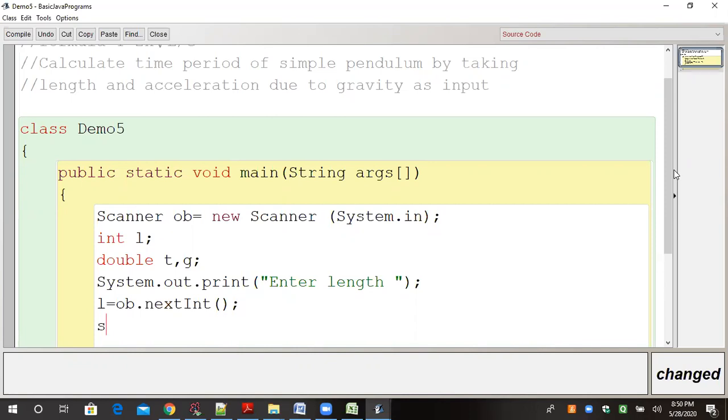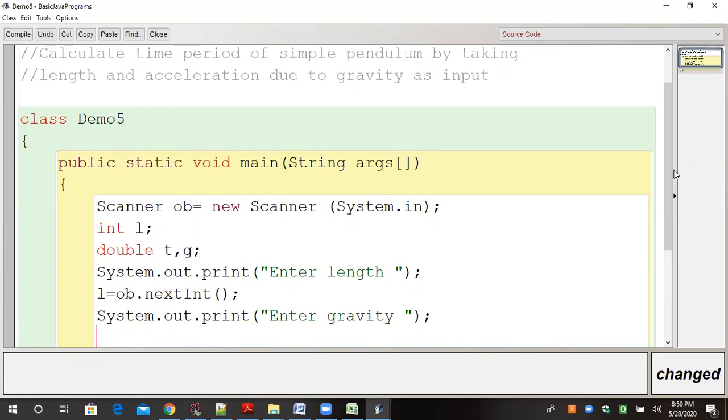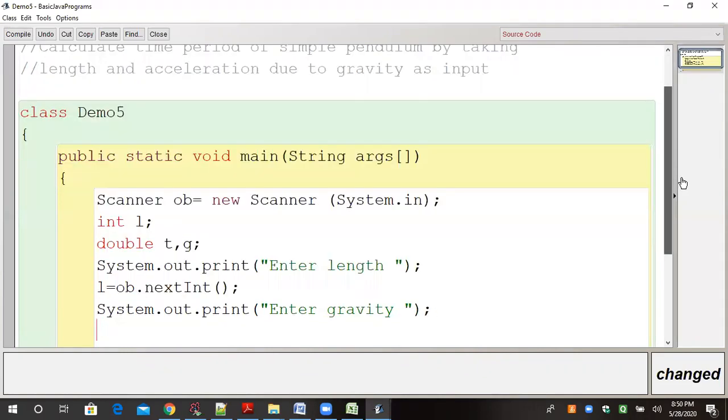Now System.out.print, enter gravity. Gravity we can take in double, so to input a double, which function do we have to use? ob.nextDouble, very simple. Understand? ob.nextDouble is used to input the double value, and ob.nextInt is used to input the integer value.